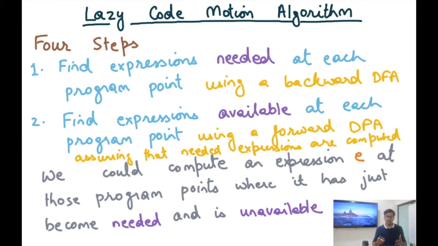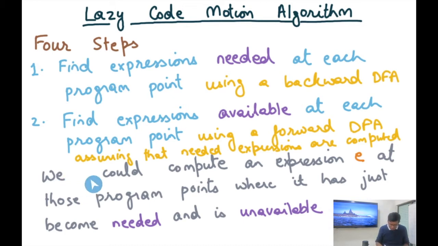One idea is to place the copies of E, which is, let's say, partially redundant. Where can I place the copies of E? Well, we could place the copies of E at those program points where it has just become needed, which means earlier it was not needed, but now it has just become needed. Because it is needed, it's safe to put it there, because I know that for all outgoing paths it would be needed. And it is also unavailable, because if it's already available, then I shouldn't be putting it there. When it's available, I don't really need to recompute it.